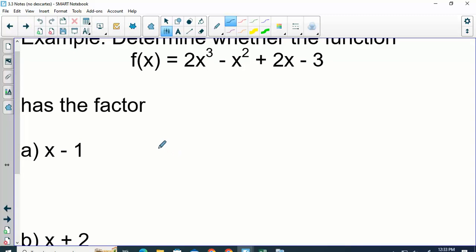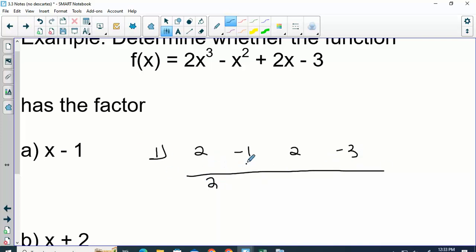With synthetic division, you do your 1. So 2 comes down, multiply, and add the 1. 1 times 1 is 1, plus 2 is 3, and 0. So I see the remainder is 0, so it is a factor.